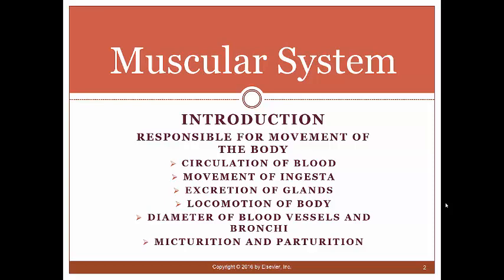Things moving around the body, and that can be like blood and circulation. And that happens through movement of the heart muscle, when the heart beats and contracts. Movement of ingesta. So ingesta move through propulsion by movement of smooth muscle inside of the intestines. Excretion of glands. So this could be salivary glands or mammary glands, sweat glands, and this happens through contraction of smooth muscle that forces contents of the glands out.